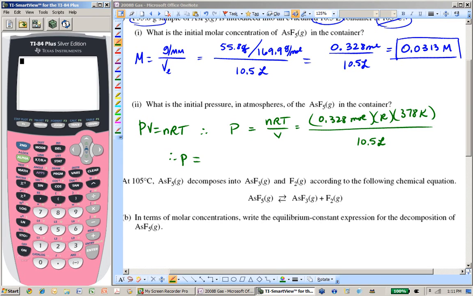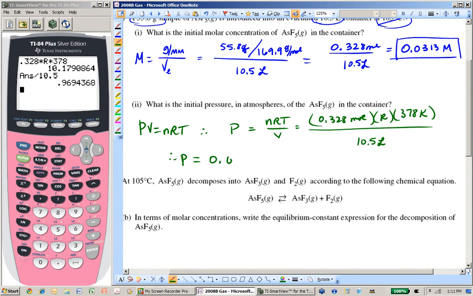All right, so now 0.328 times alpha R times 378 will get me my numerator, divided by 10.5, and I come out with almost an atmosphere. I'm going to stick with 3 sig figs. 0.969 atmospheres. Don't leave it naked.